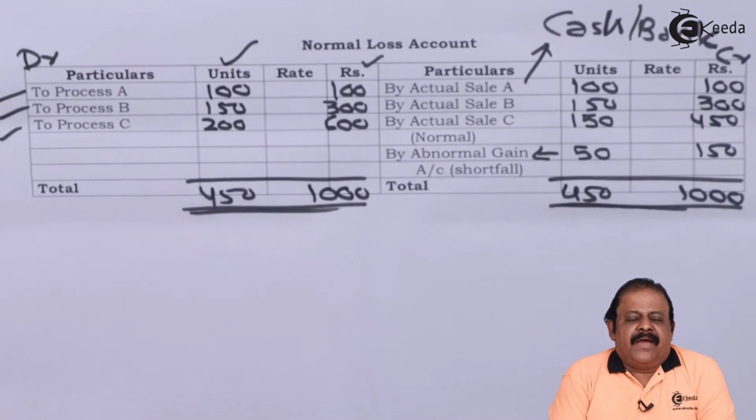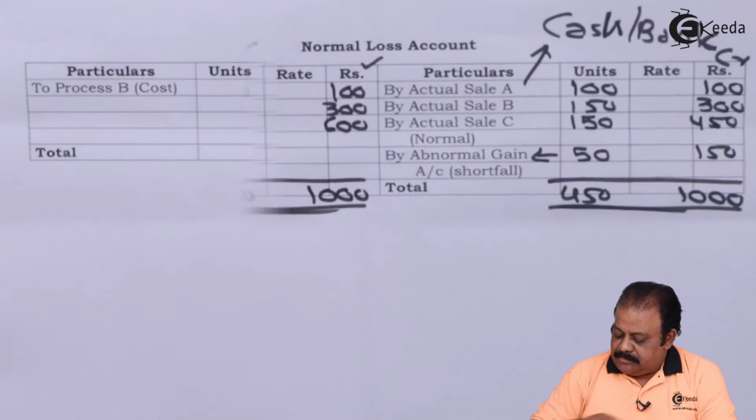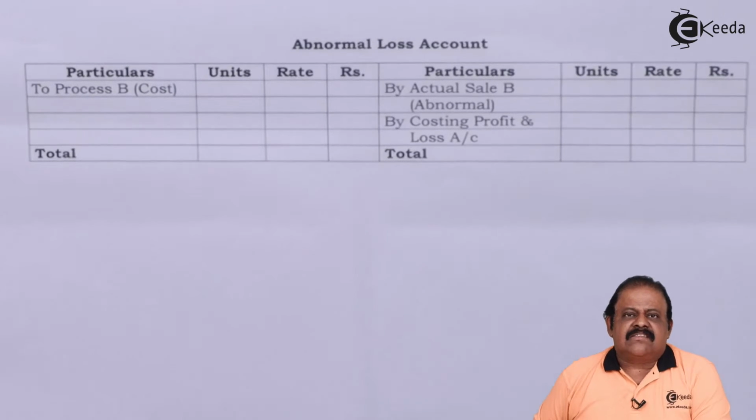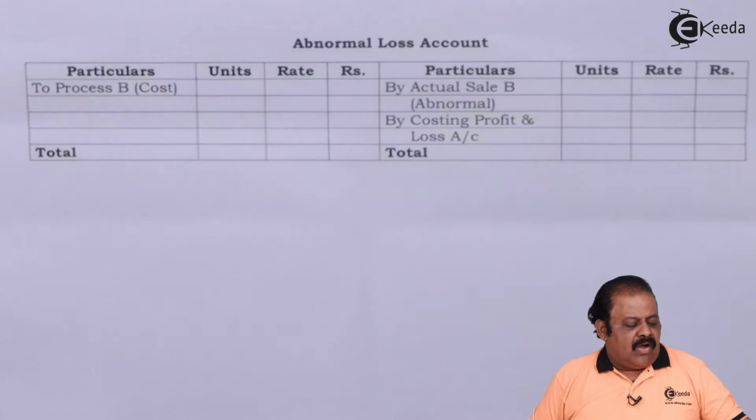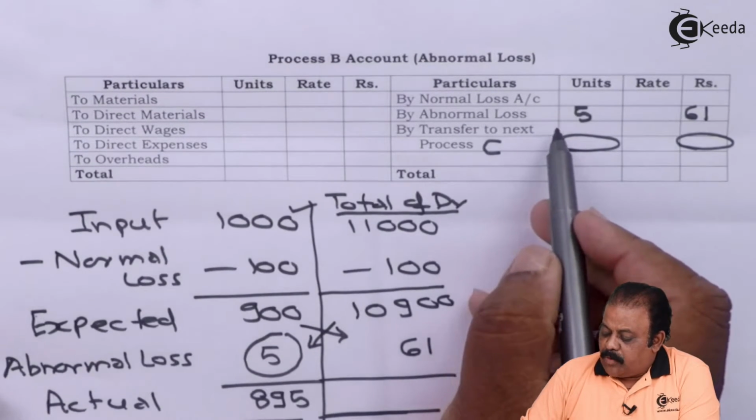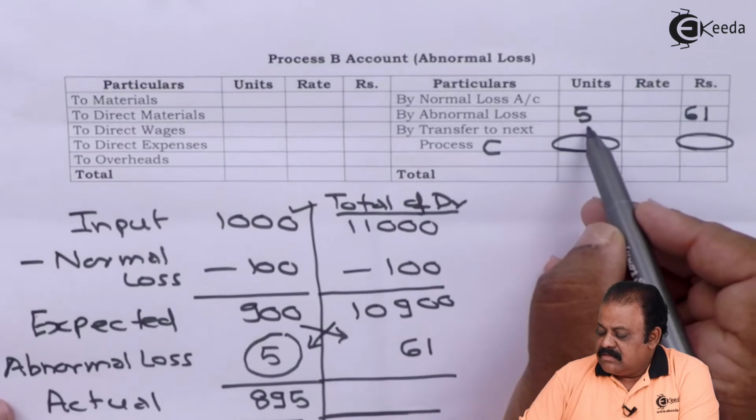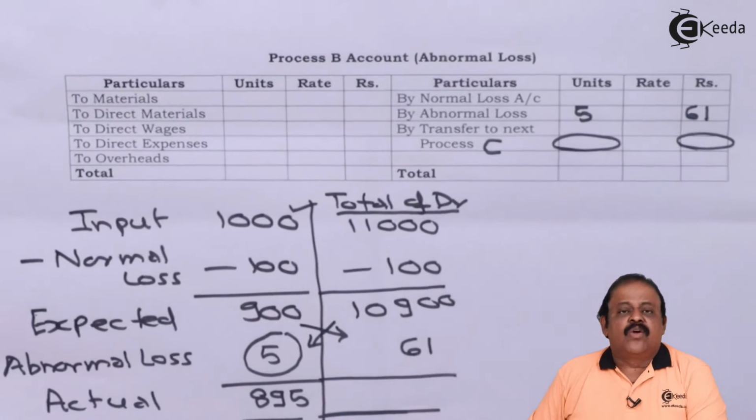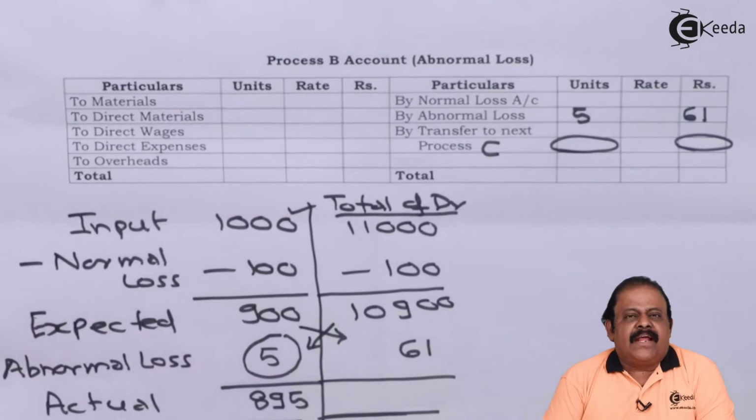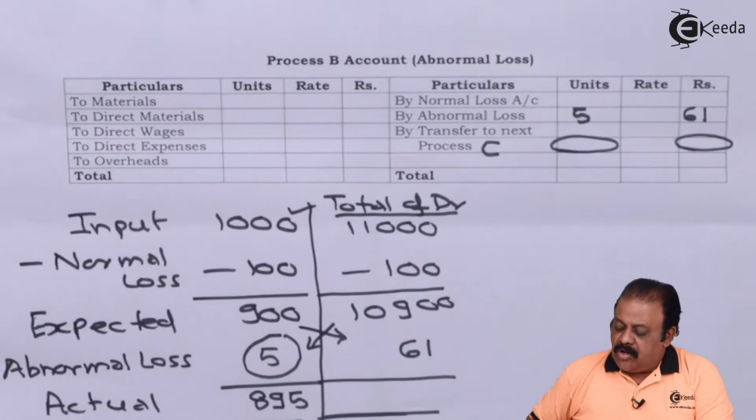This is how we prepare normal loss account. How to prepare abnormal loss account? As we have discussed, abnormal loss is credited to process account, like 5 units, value is 61 rupees. So it is credited to process account. So when we prepare abnormal loss account, it will be debited to abnormal loss account.